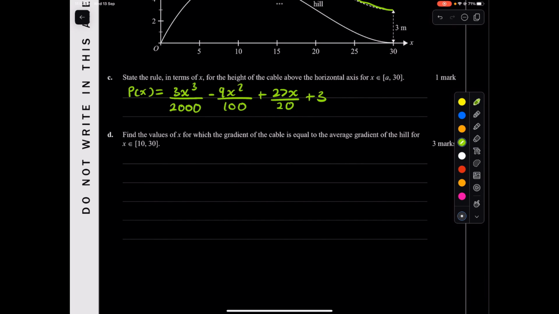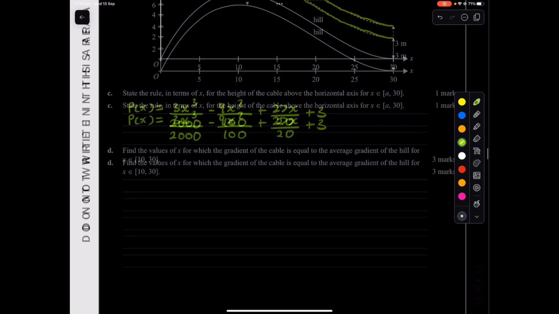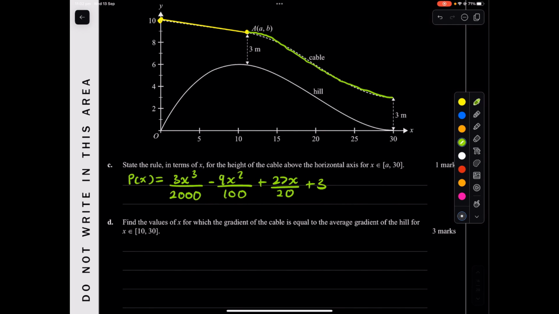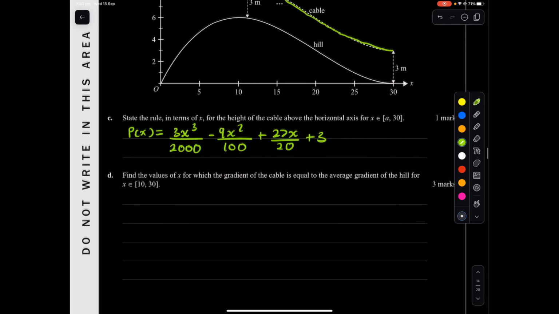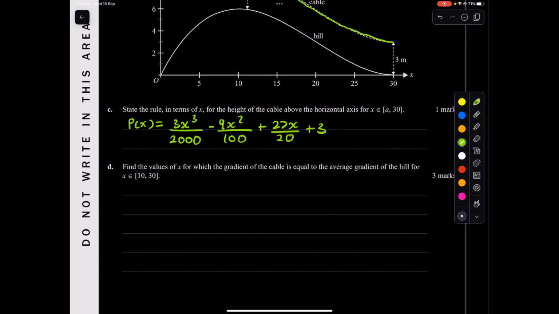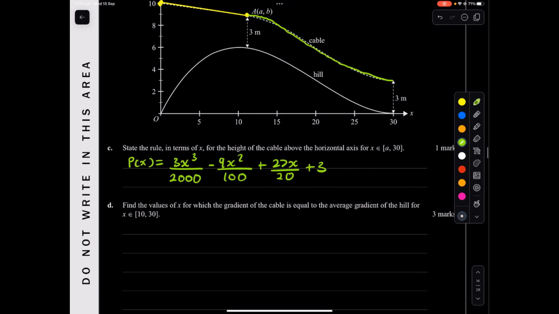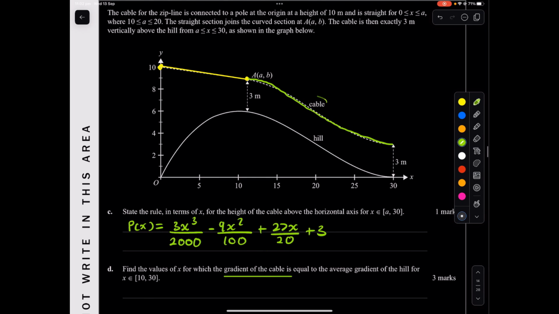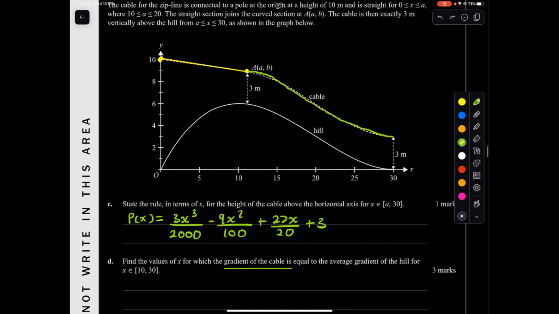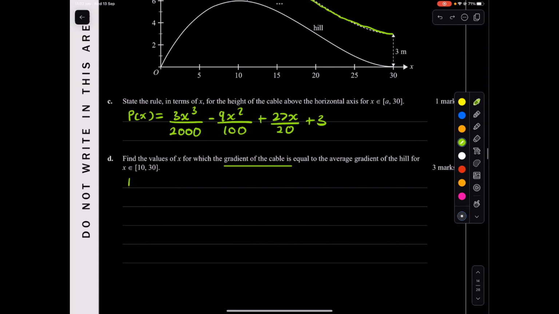Find the values of x for which the gradient of the cable is equal to the average gradient of the hill for 10 to 30. So let's look at it first. Find the values of x for which the gradient of the cable. Well, we know the equation of the cable, and we can easily find the gradient, which is just P dash of x.